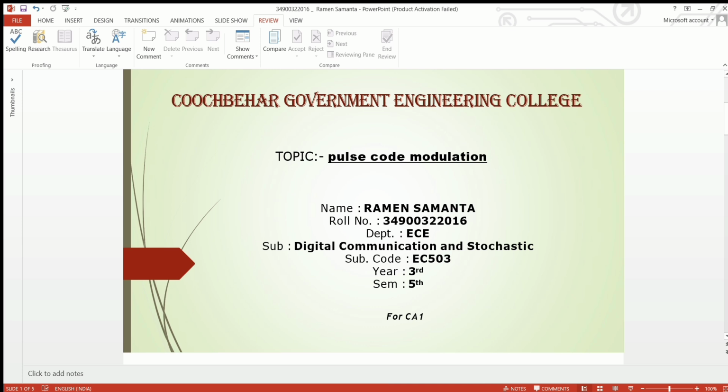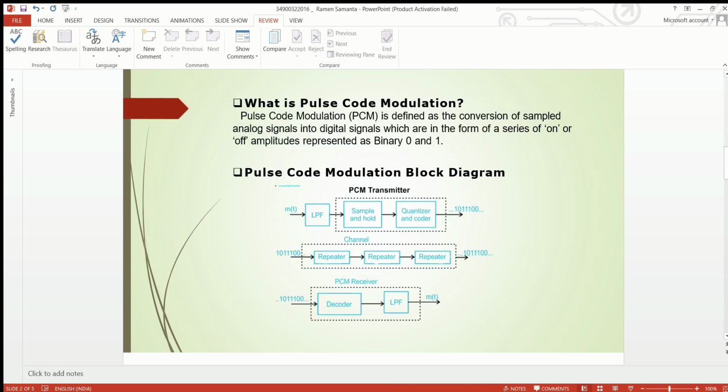What is pulse code modulation? Pulse code modulation is defined as the conversion of a sampled analog signal into a digital signal, which is in the form of a series of on or off amplitudes represented as binary 0 and 1.